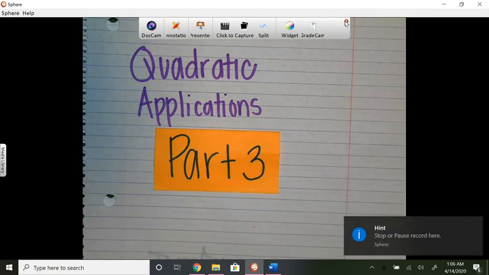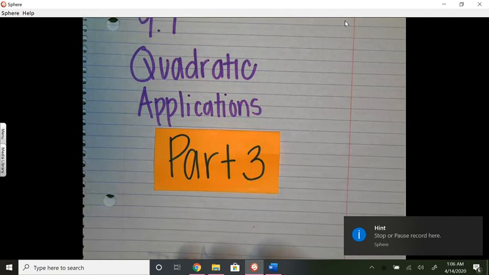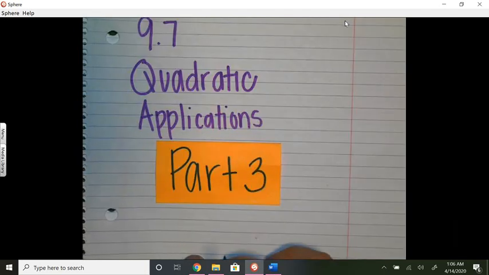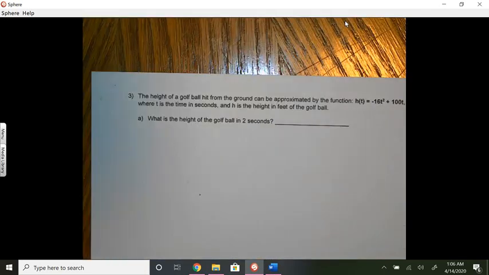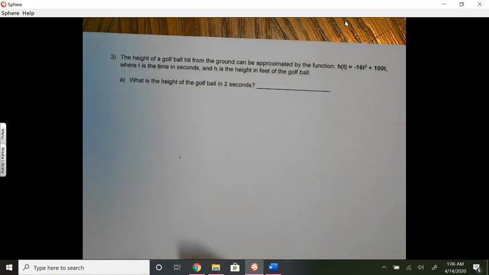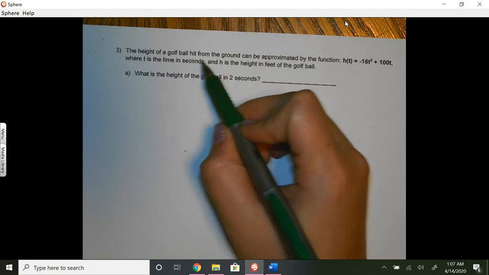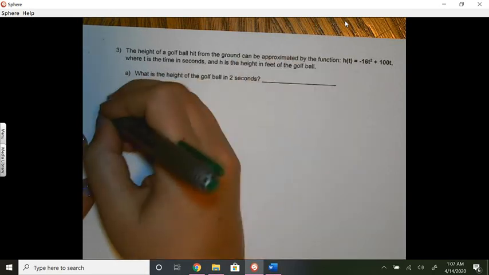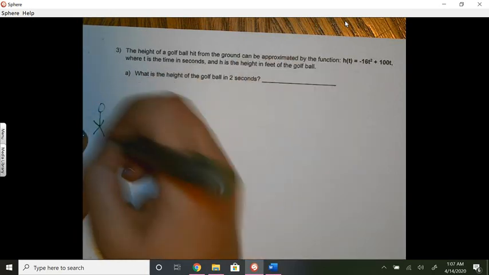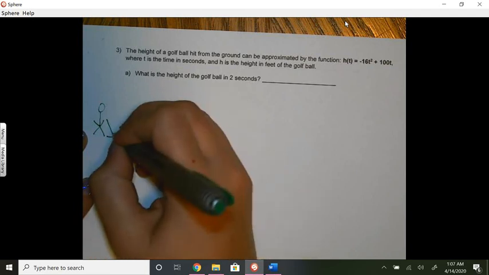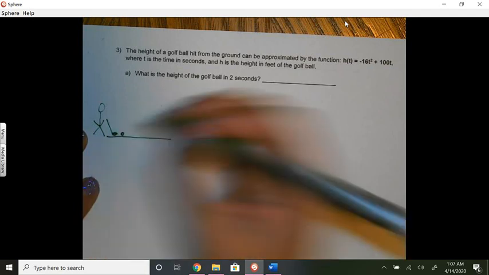This video is on quadratic applications. Alright, so if we take a look at this example, it says the height of a golf ball hit from the ground. Let's draw a picture here. We have somebody, here's the ground, and they're golfing, and then here's the golf ball.